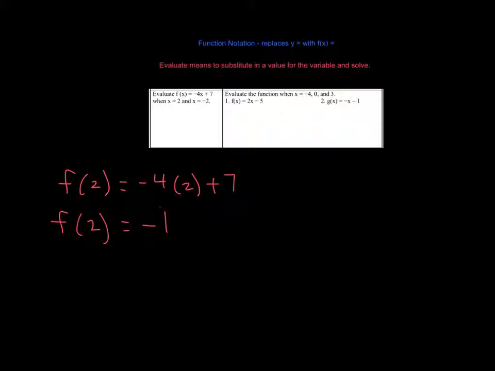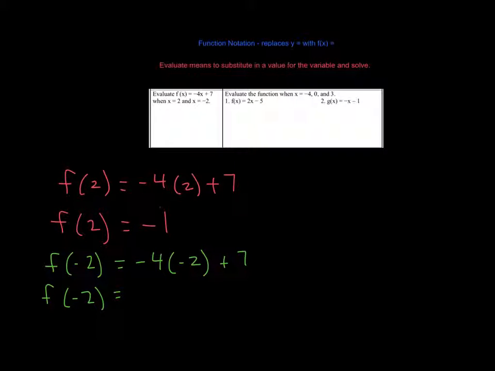Then if they wanted you to also evaluate the function when x is negative 2, then I'm going to find f of negative 2 by using that same equation. So negative 4 times, but this time I'm putting a negative 2 in for x, plus 7. So when I do that computation once again, negative 4 times negative 2 is positive 8, and positive 8 plus 7 is 15. Okay? We also did these two examples in class, and if you have any questions about those, please come in and get extra help.